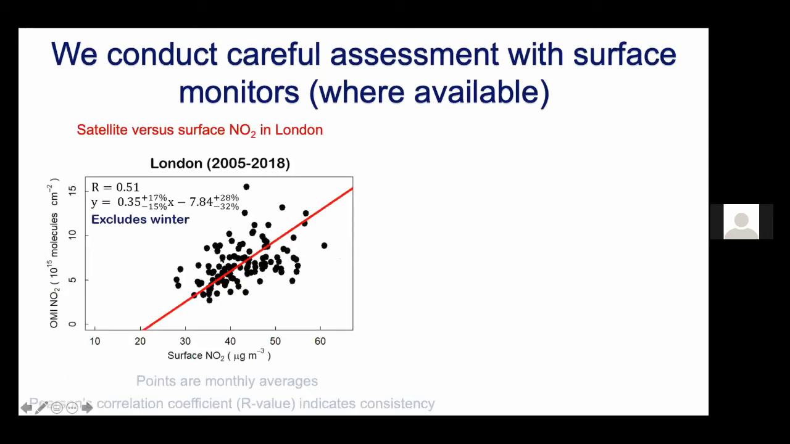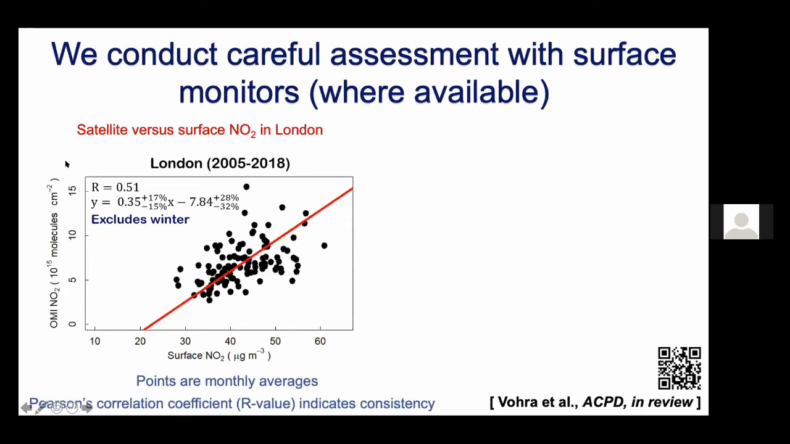Now, before we use the satellite data, we also conducted validation against the available surface observations to see if satellites are exactly capturing what's happening at the surface. So first, I show here satellite versus surface nitrogen dioxide for London. On the y-axis, we have the satellite-based nitrogen dioxide levels, which we have sampled for the entire Greater London area. And on the x-axis, we have surface nitrogen dioxide levels, which we have sampled around the satellite overpass time to make them comparable. Each of these points here are monthly averages, and the Pearson's correlation coefficient indicates consistency.